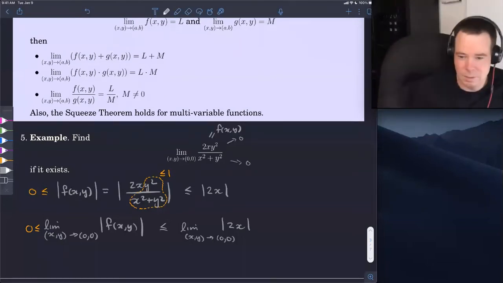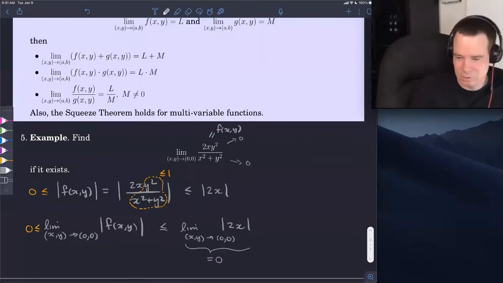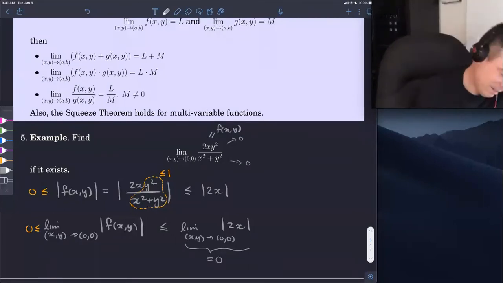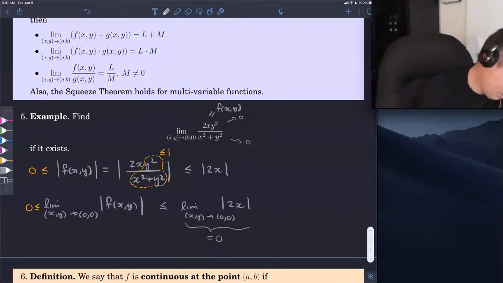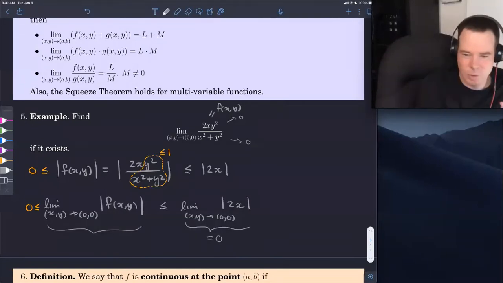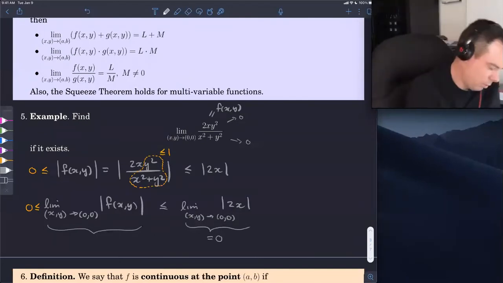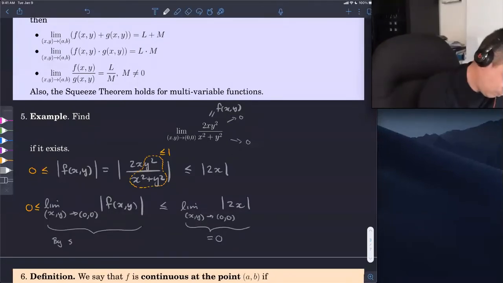So I basically just took that inequality I had above and took limits of all sides. This just says that if an inequality is satisfied, then taking the limits of both quantities in the inequality, it still remains satisfied. And this is equal to 0, because as x gets close to 0, 2x gets close to 0. And so the limit of our expression is trapped between 0 and 0. We've just squeezed it between 0 and 0, so it must be 0. So by the squeeze theorem, the limit is 0.